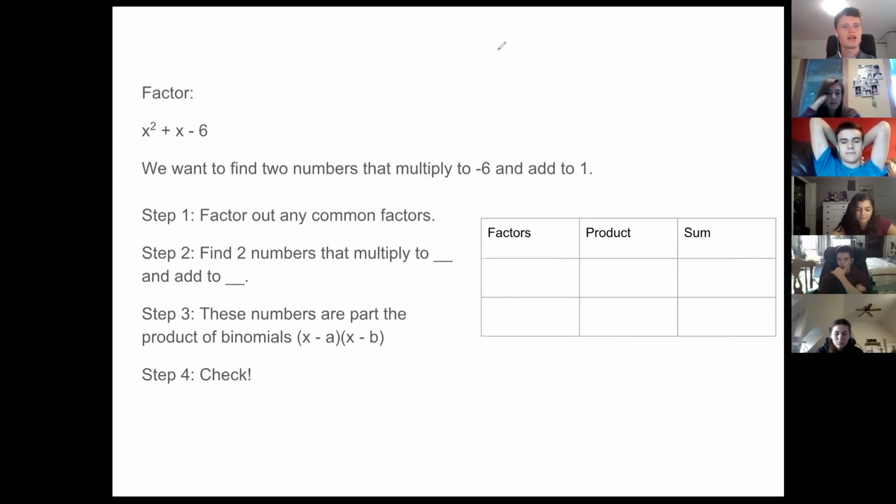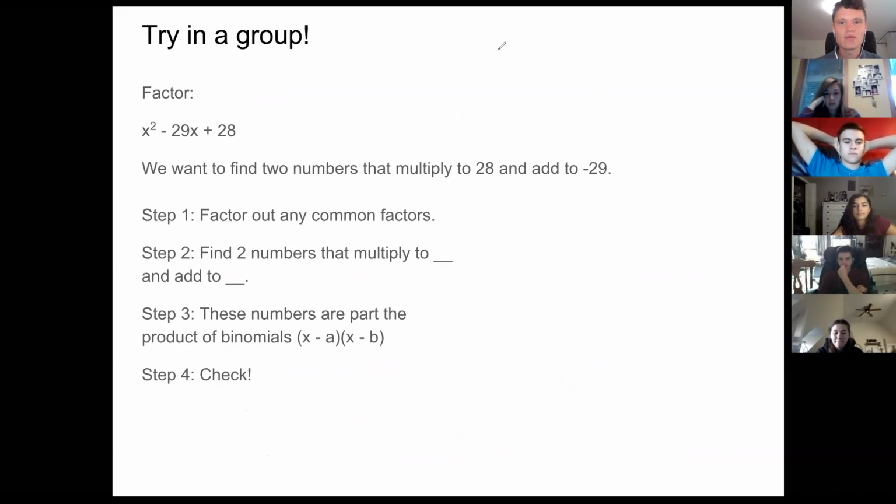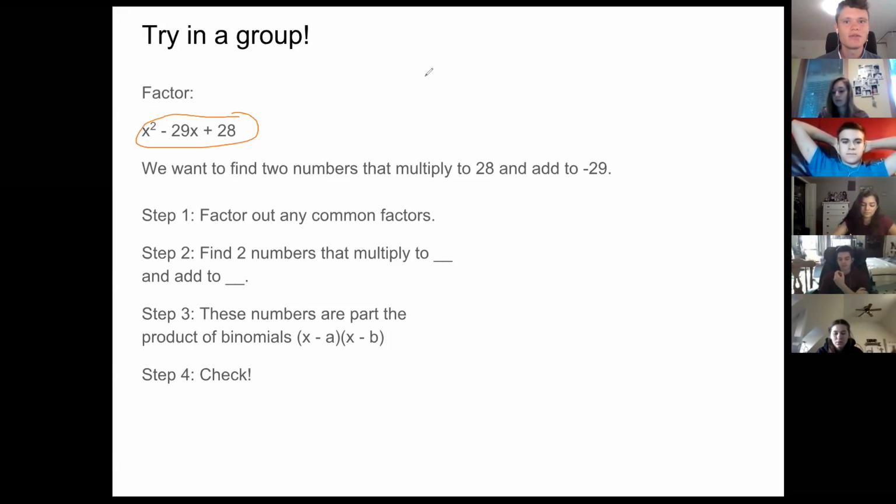Alrighty, Rooney. This one at the top, it's obscured right now, but I want you to try this one here in a group. So I'm going to split you into some breakout groups. Let's have 3 or 4 people in a group.